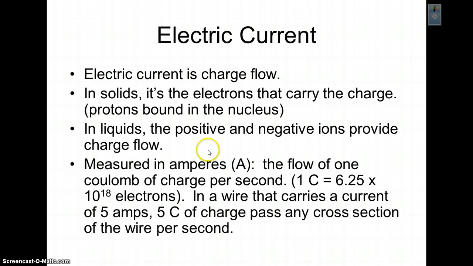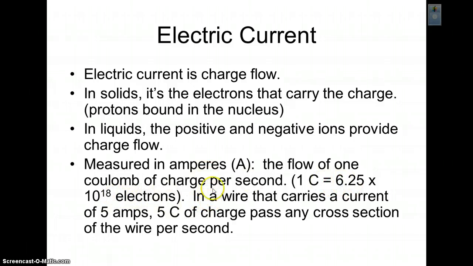Basically our focus here is how these electrons flow. In solids, of course, electrons carry the charge; the proton is bound in the nucleus. In liquids, the positive and negative ions provide the charge flow. We measure electric current in amps, and the flow of 1 coulomb of charge per second is what an amp is. As a secondary point, a coulomb is 6.25 times 10 to the 18th electrons.